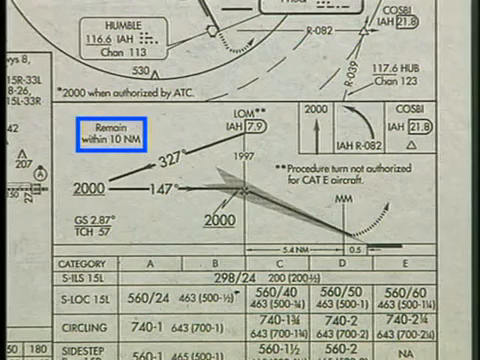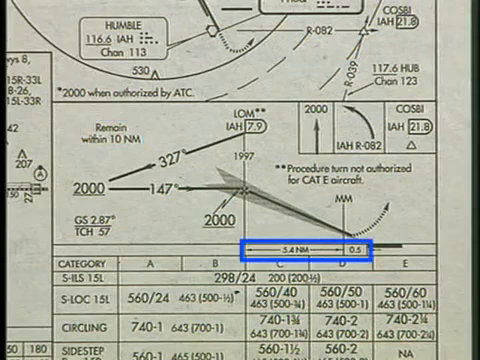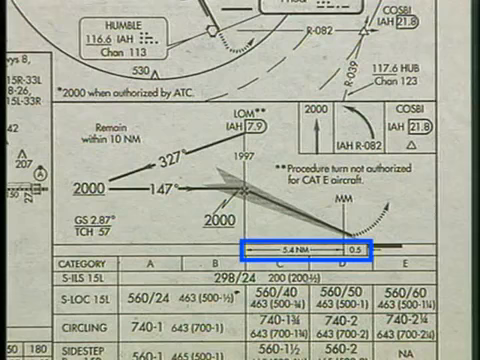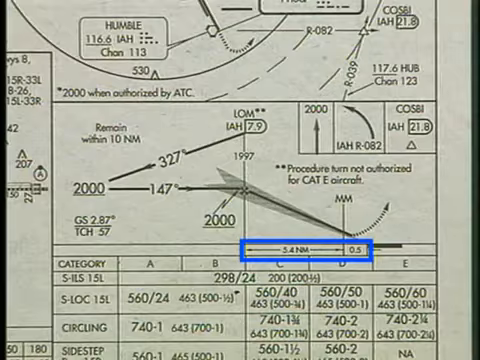When there are mileage limitations on procedure turns, they are shown here. Along the bottom of the profile view, distances between fixes may be shown. These distances are given in nautical miles.